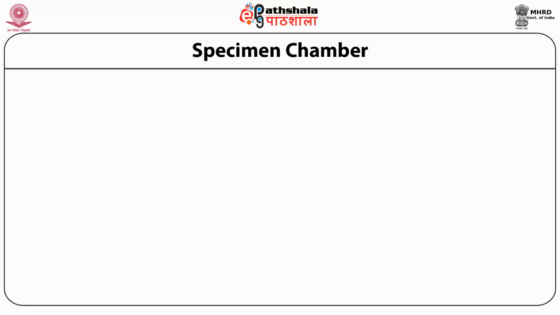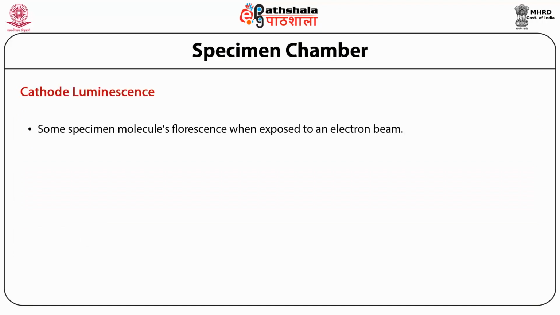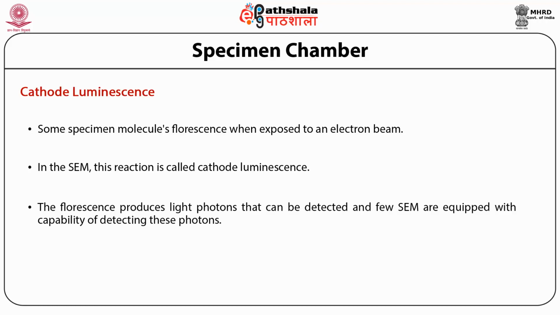The fourth one is cathodoluminescence. Some specimen molecules show fluorescence when exposed to an electron beam. In the SEM, this reaction is called cathodoluminescence. The fluorescence produces light photons that can be detected, and few SEMs are equipped with the capability of detecting these photons.